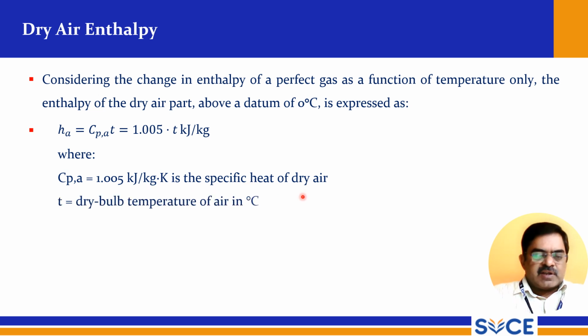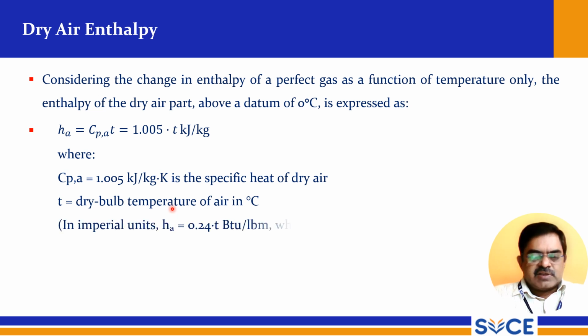So specific heat of dry air. So this value you have to remember this, student. When you solve the numerical problems, it will be very handy, and you can easily remember this value. 1.005 kilojoules per kg Kelvin. T is dry bulb temperature of air in terms of degree Celsius. In imperial units, we are not using this, but still you please be aware of it. HA equal to 0.24 T BTU per lbm, where T is in degree Fahrenheit.